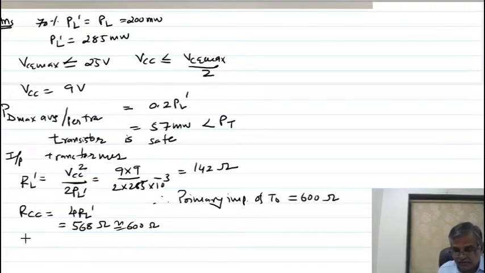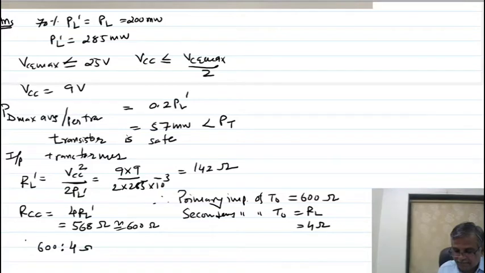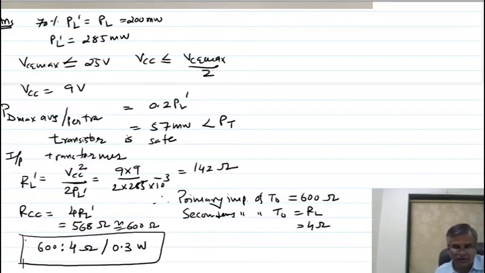Secondary impedance. So you know, the secondary impedance of TO should be of the order of RL 4 ohm. So your answer is the primary to secondary impedance ratio, and it should be greater than RL dash. So this is for the output transformer TO.